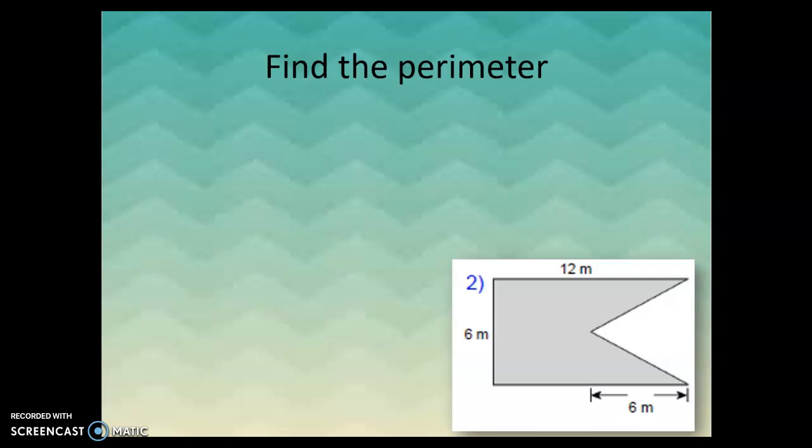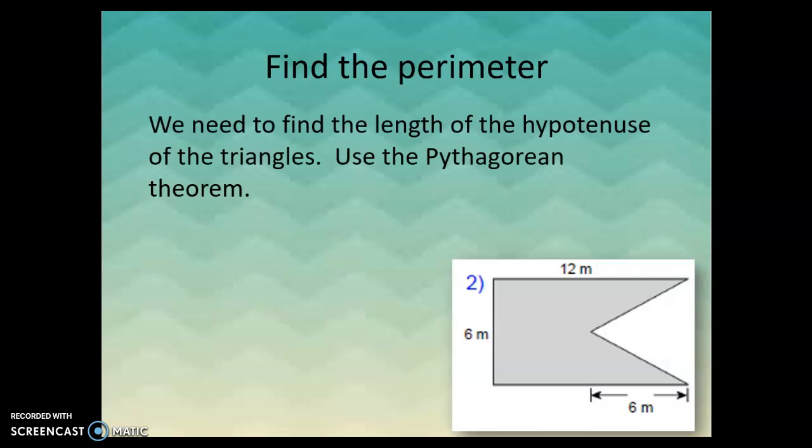All right, now let's take a look at a different complex shape. We do know that this side is 12, this side is 6, and we're told that from here to here, let me draw that dotted line, is 6. We are going to have to use the Pythagorean theorem then, because these are right triangles, to find this hypotenuse, the length of that side.